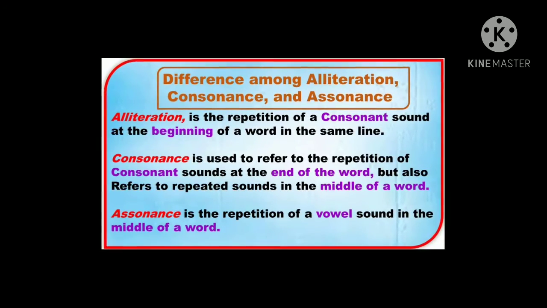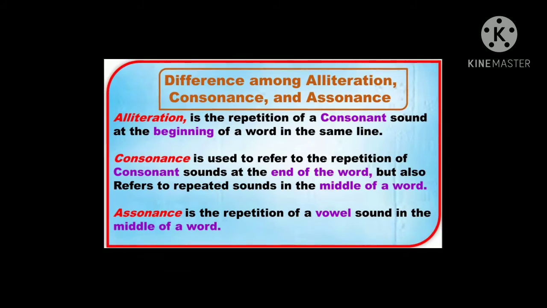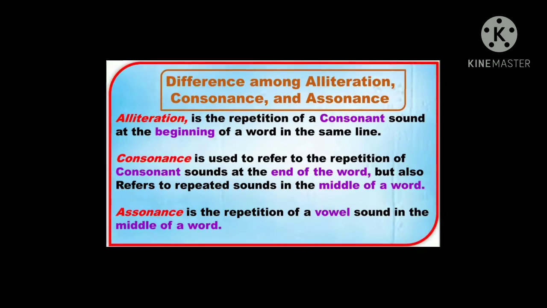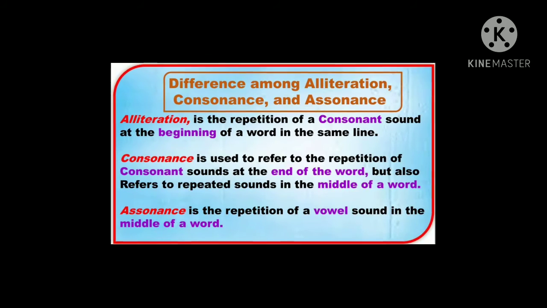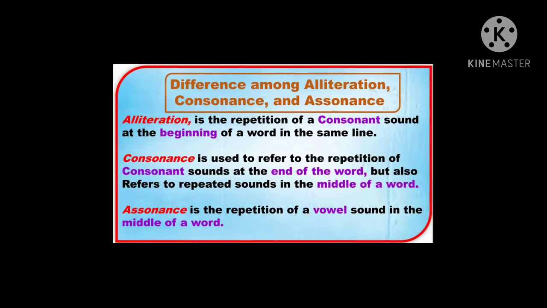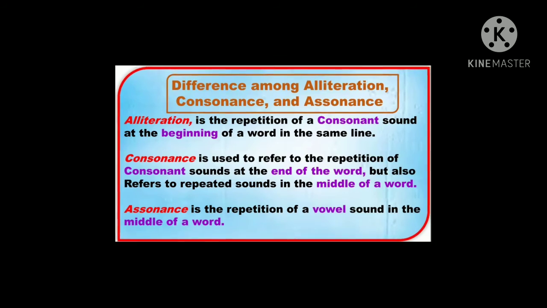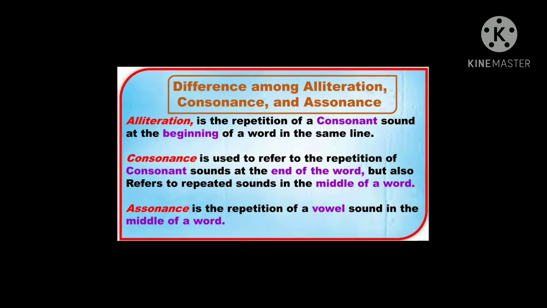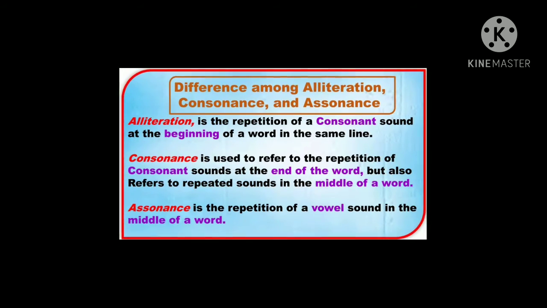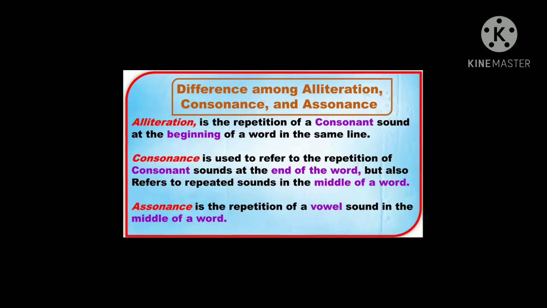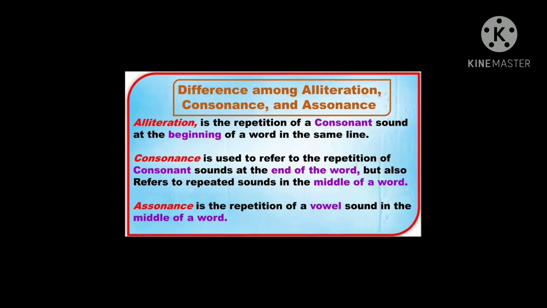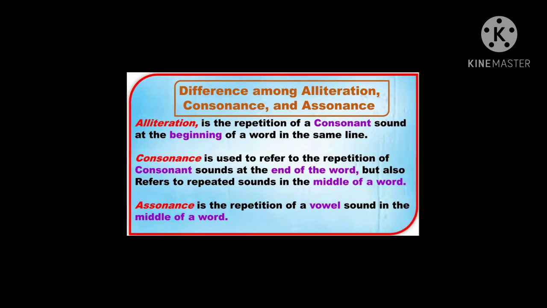And the last one is assonance. Assonance is the repetition of a vowel sound in the middle of a word. So we should see a vowel sound, and not only that, it should occur in the middle of a word. Got it? Yes. So these are the differences between alliteration, consonance and assonance. Please keep these three points in your mind to understand it.